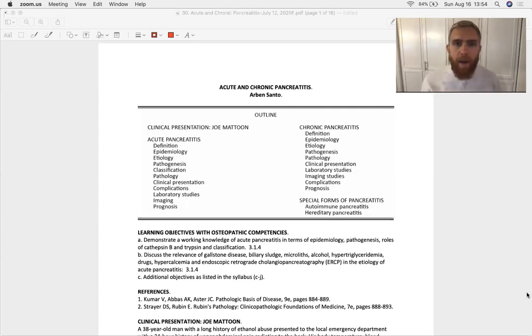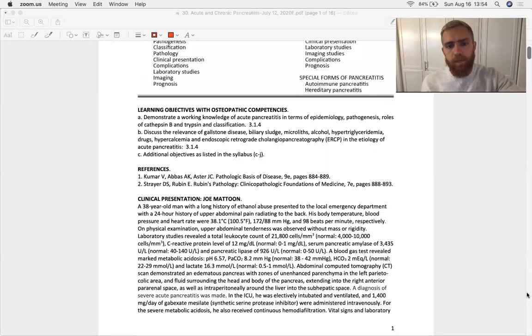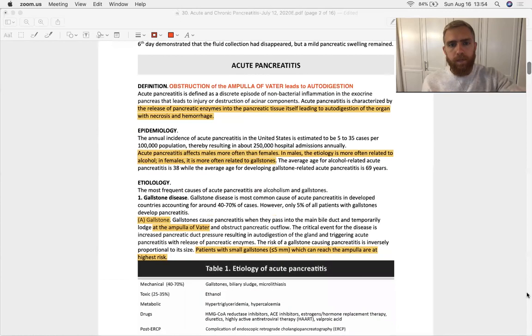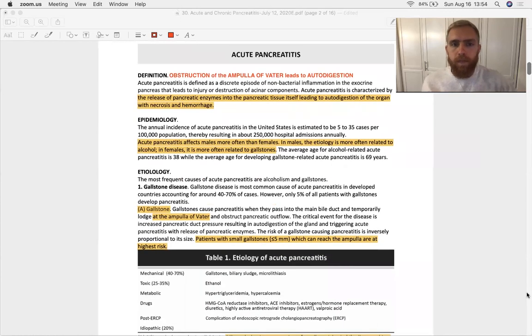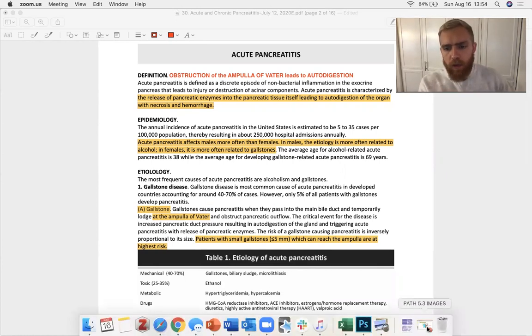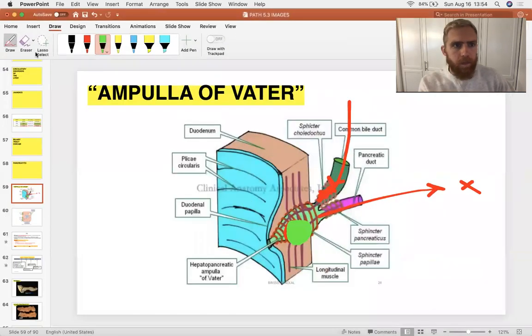And this is going to happen whenever you have an obstruction of the pancreatic duct. Now, an obstruction of the ampulla of Vater counts as an obstruction of the pancreatic duct. It's just one step downstream from that pancreatic duct. Let's take a look at that ampulla quickly.